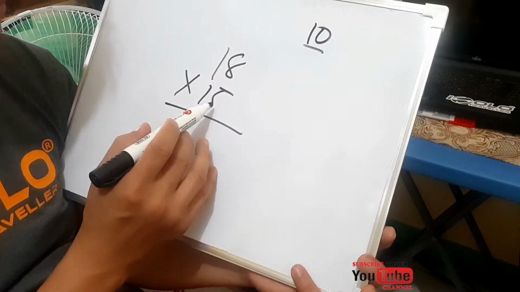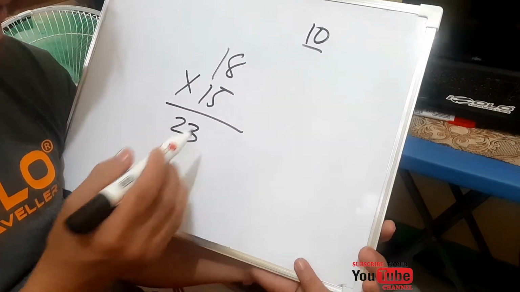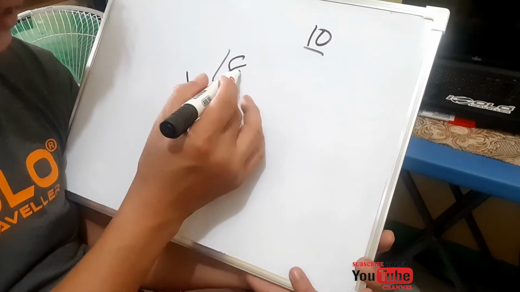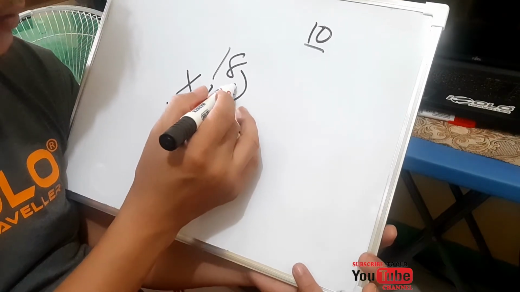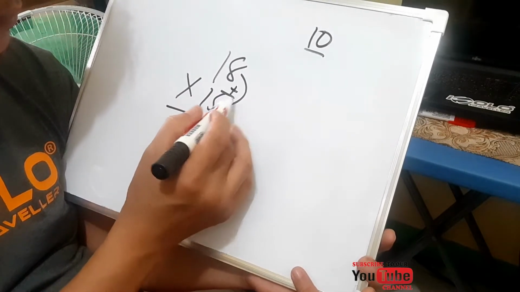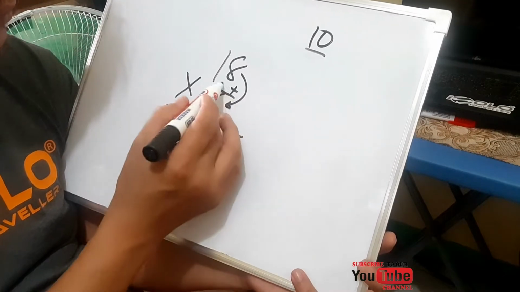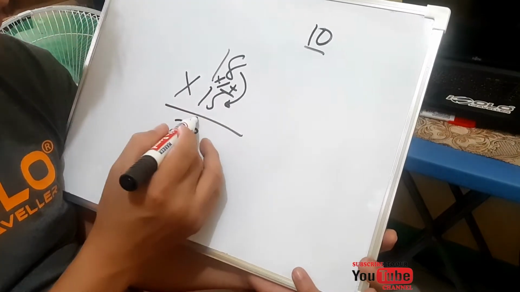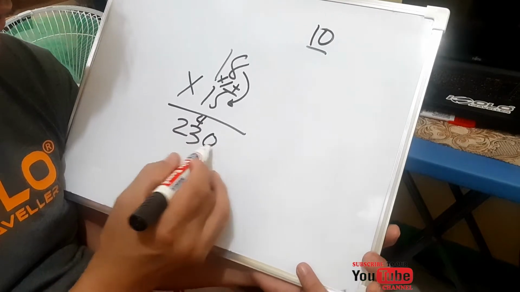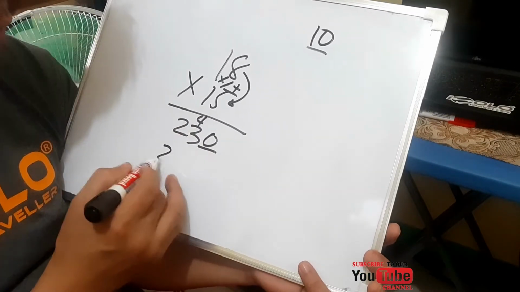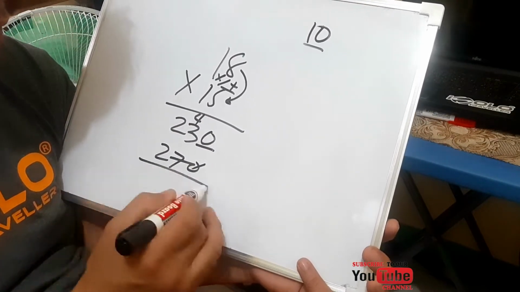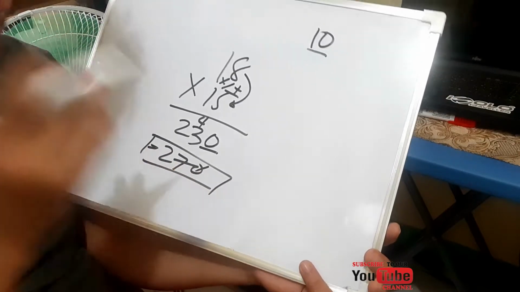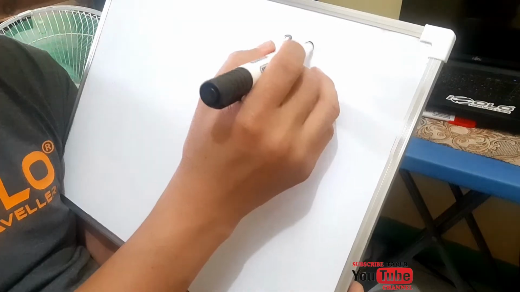18 plus 5, 23. Because 18 plus 5, okay, times here, 40. So 270. That is your answer. Base 20.